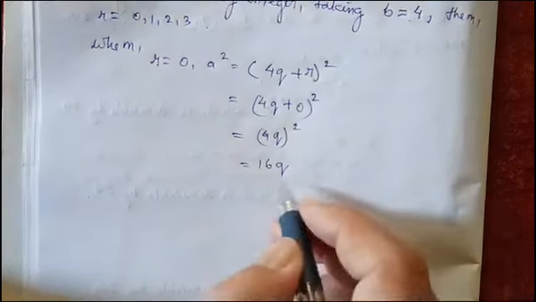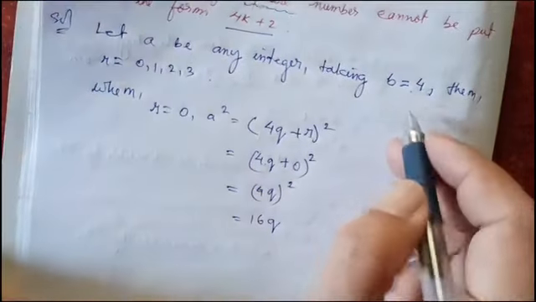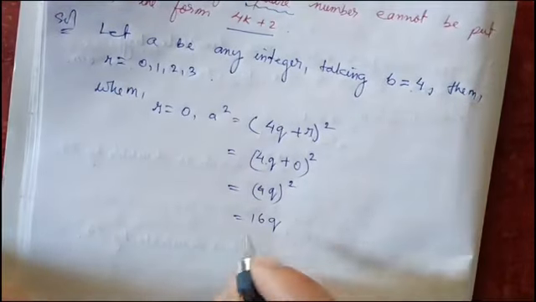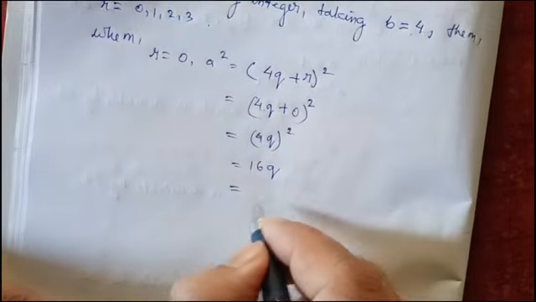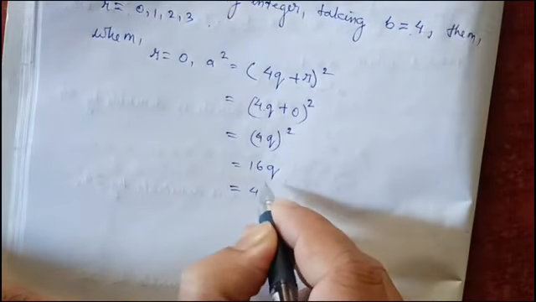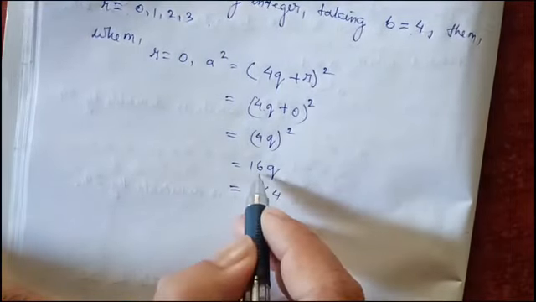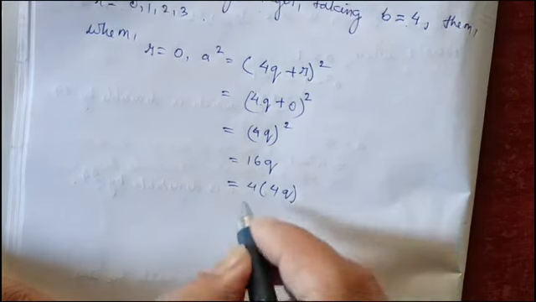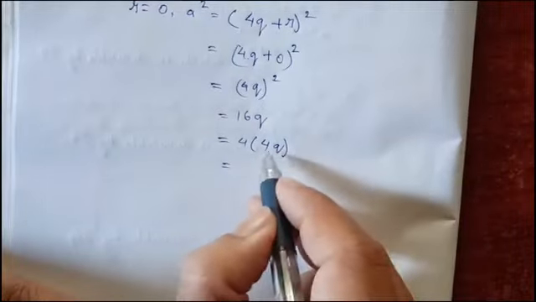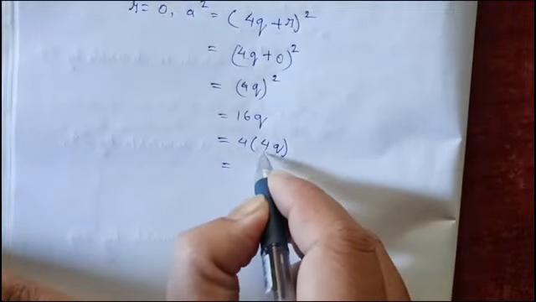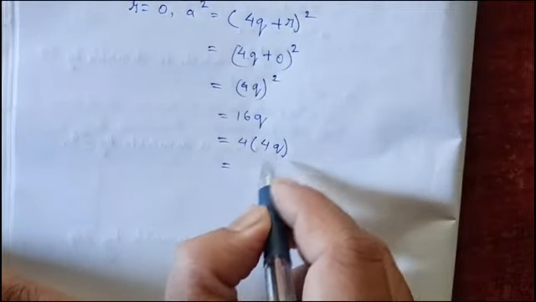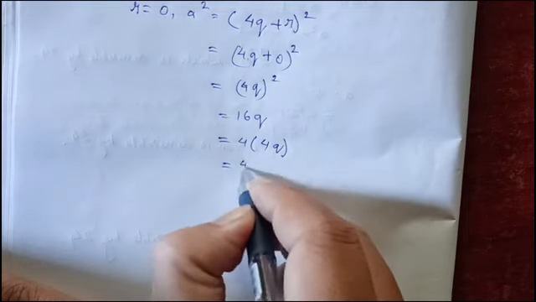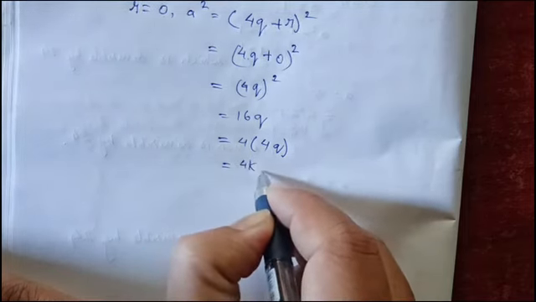Understand? Okay then. So here the number is 4. So now let us take the common 4. 4 4s are 16, then 6q. So this 4q, when we replace, I told you the number which is inside the bracket, replace with k. So 4k.